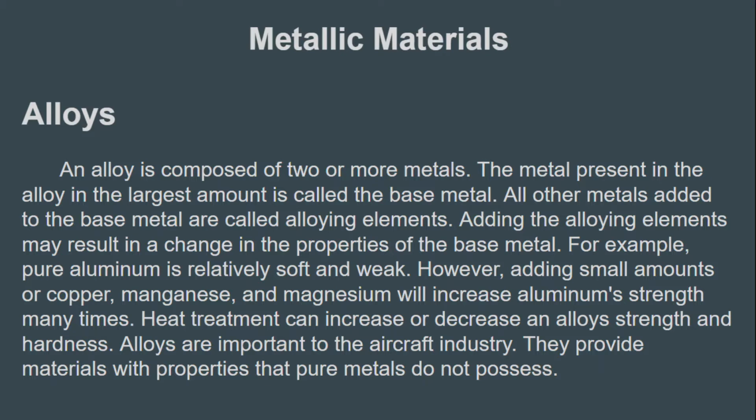For example, pure aluminum is relatively soft and weak. However, adding small amounts of copper, manganese, and magnesium will increase aluminum's strength many times. Heat treatment can increase or decrease an alloy's strength and hardness. Alloys are important to the aircraft industry. They provide materials with properties that pure metals do not possess.